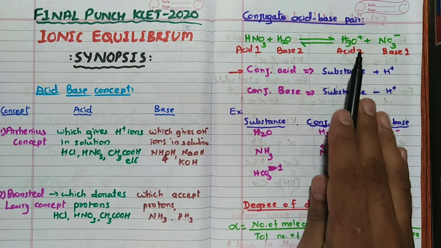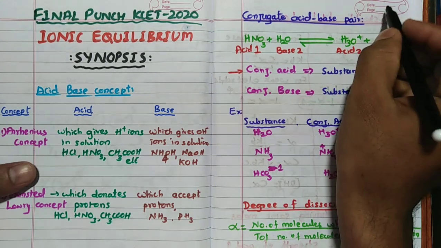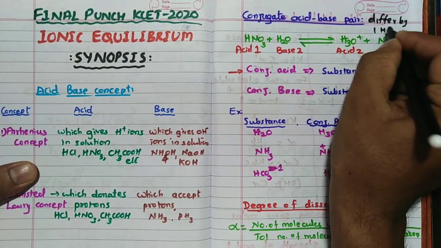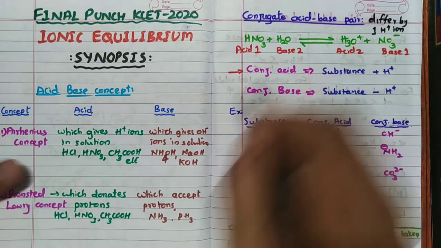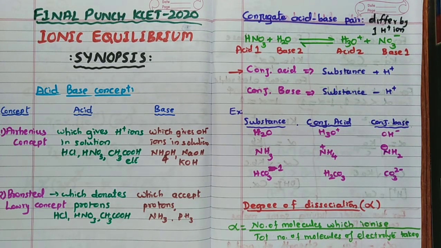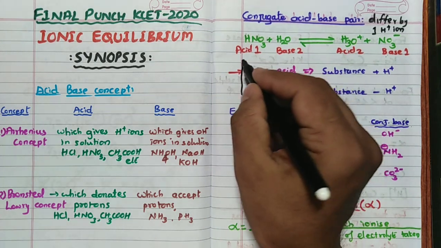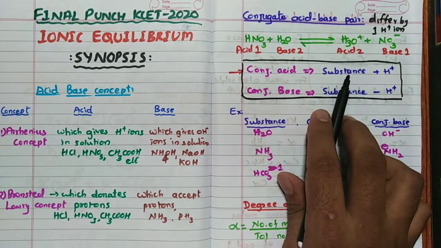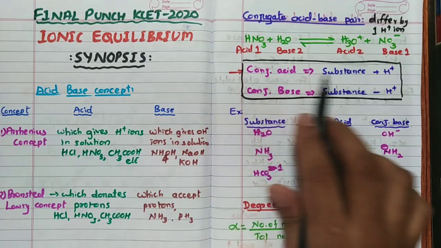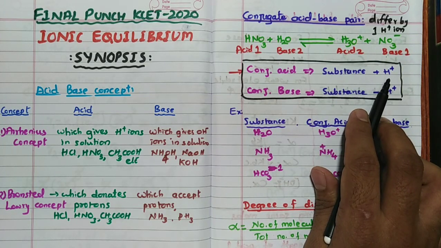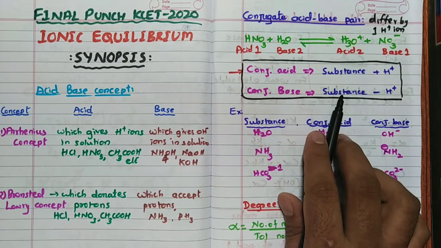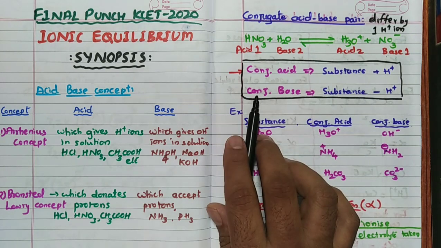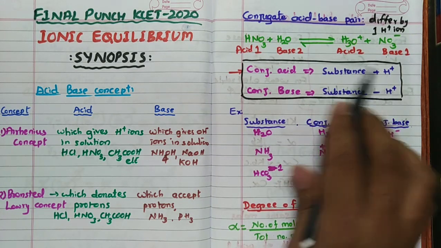So a conjugate acid-base pair is nothing but substances which differ by one H+ ion, one proton. This one is very important, you have to know. Five-star concept: if they ask for the conjugate acid of a substance, you have to add H+. For the conjugate base, substance minus H+. Any substance from which you subtract one hydrogen gives the conjugate base. Any substance to which you add one hydrogen gives the conjugate acid.